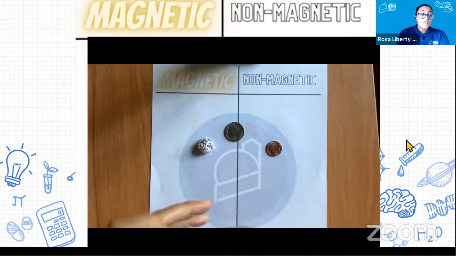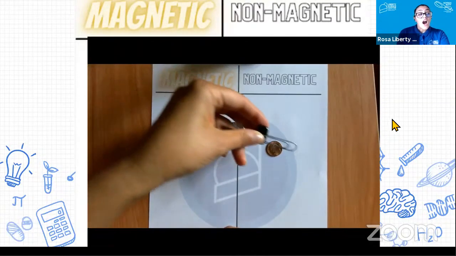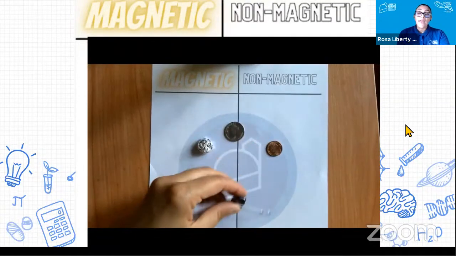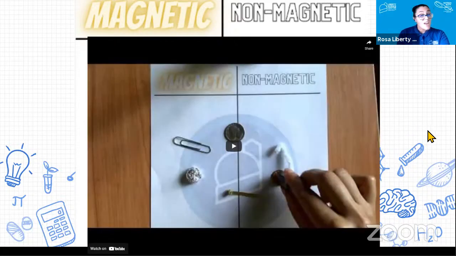So our results are the following. We have the aluminum ball and the two coins that are not attracted by a magnet, and then we have the brass fastener, the paper clip, and the pipe cleaner that are attracted by the magnet. So here's another question for you. What are the things that are attracted by the magnet made up of?